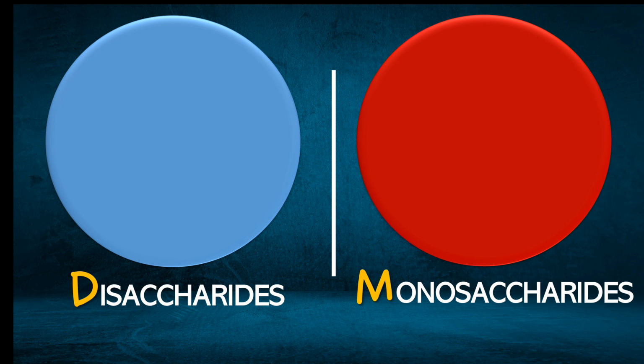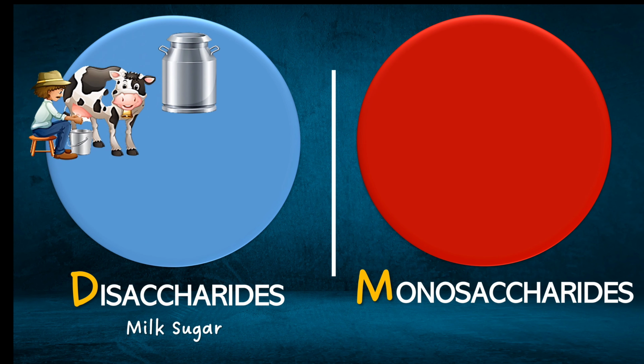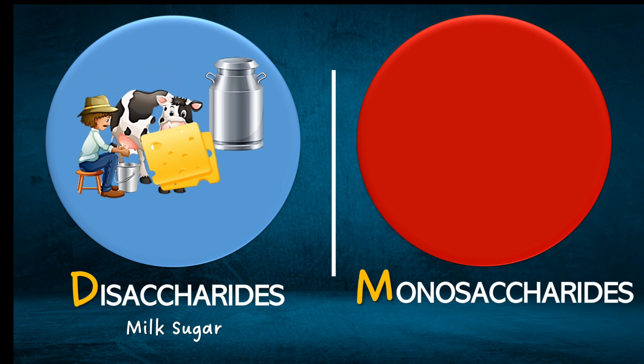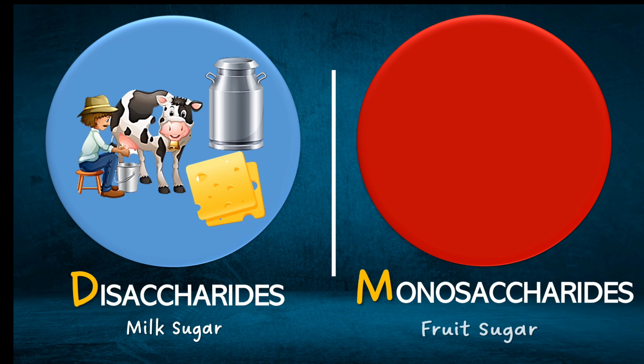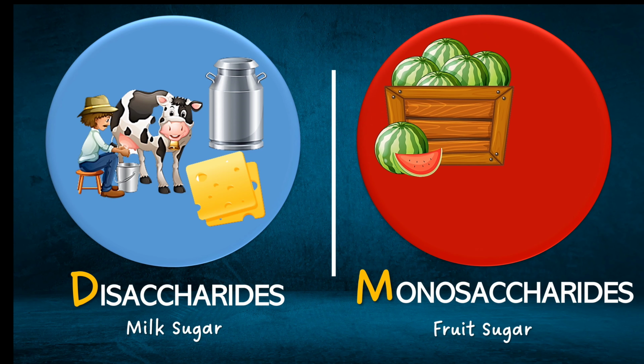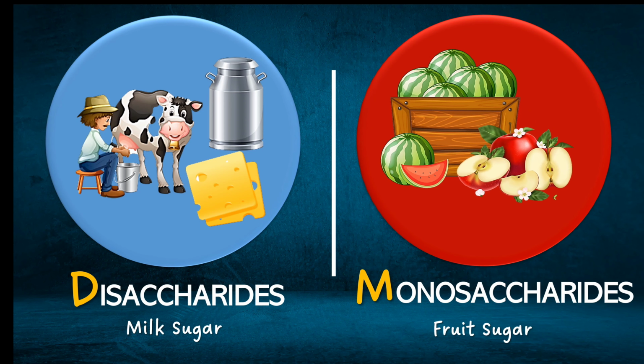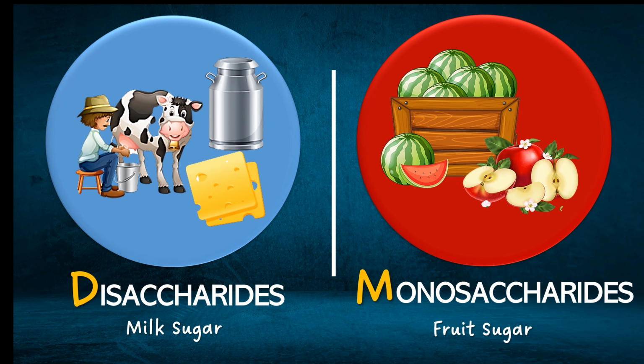The D stands for disaccharides, which include lactose, the milk sugar found in dairy products like milk, yogurt, and cheese. The M stands for monosaccharide, which include fructose, the fruit sugar found in high amounts especially in watermelon, apples, as well as in high fructose corn syrup.